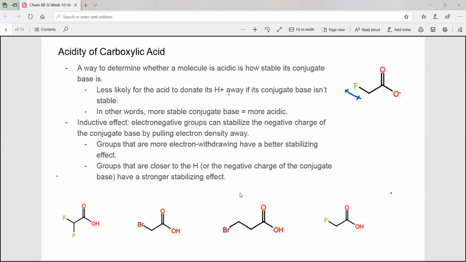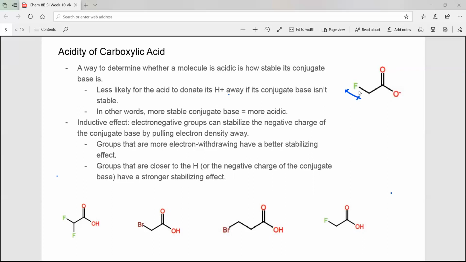We learned the inductive effect from AA. That is, electronegative groups can stabilize the negative charge of the conjugate base by pulling electron density away. For example, this molecule on the top right. The negative charge on the oxygen is not only stabilized by resonance with the other oxygen, it's also stabilized by fluorine, which is pulling electron density away.